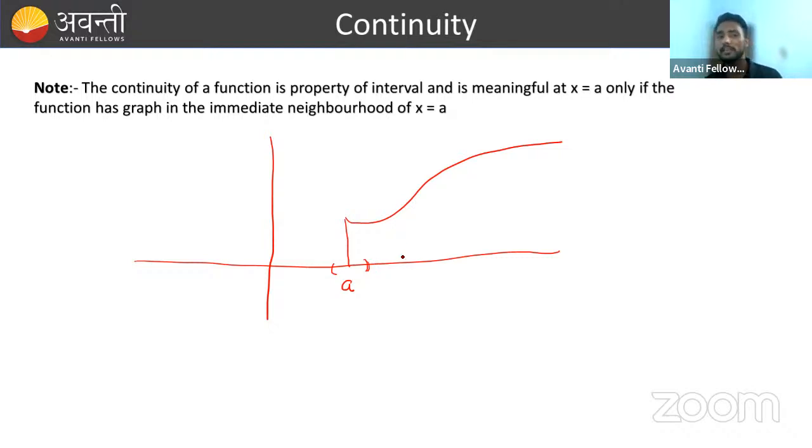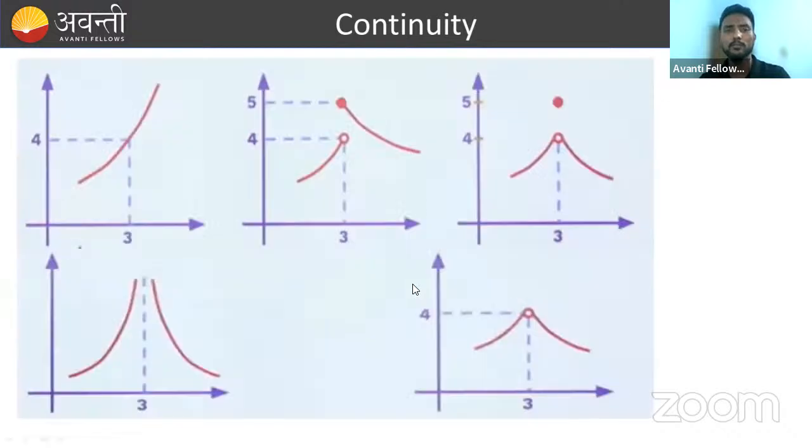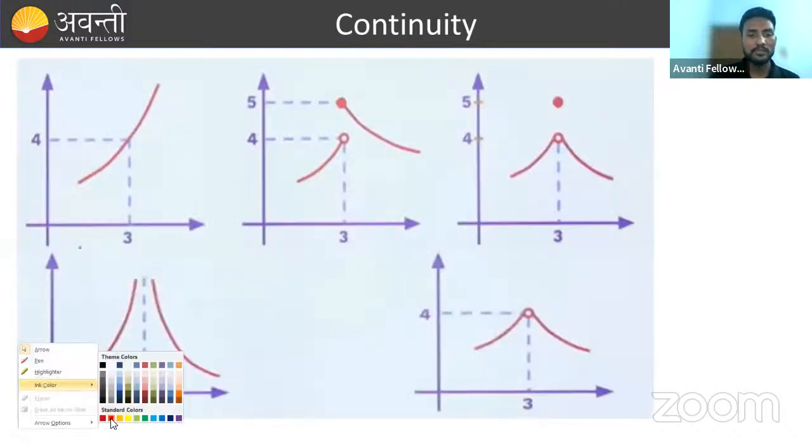There is some exception I will discuss later, but for now just remember that the graph should have an immediate neighborhood, meaning the left hand side should be there and the right hand side should be there. Then only can we tell whether that function will be continuous or not. Okay, so this is a small note that you need to remember. There are some functions you can see here.